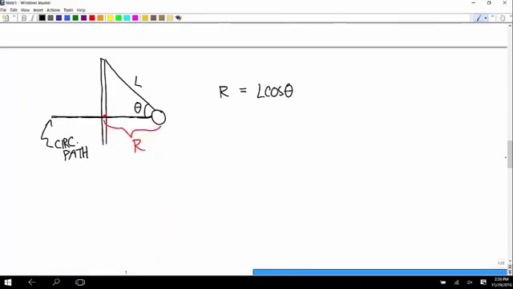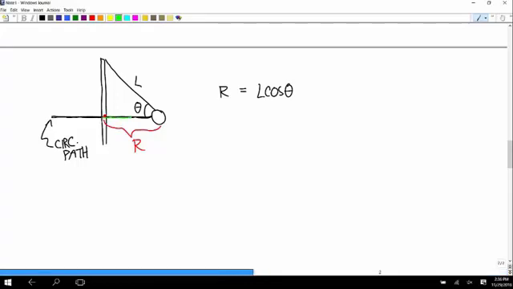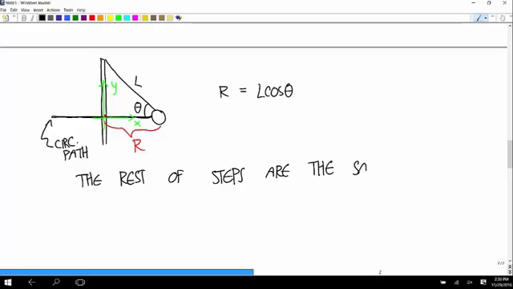Okay, so once you've chosen this view, and we'll put the coordinate system like this, now the rest of the steps are the same. Start with drawing the centripetal acceleration, calculate that.